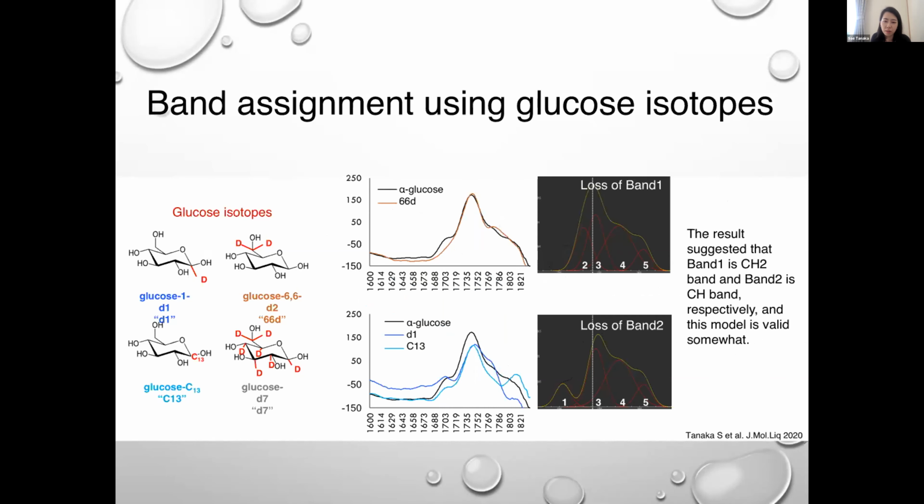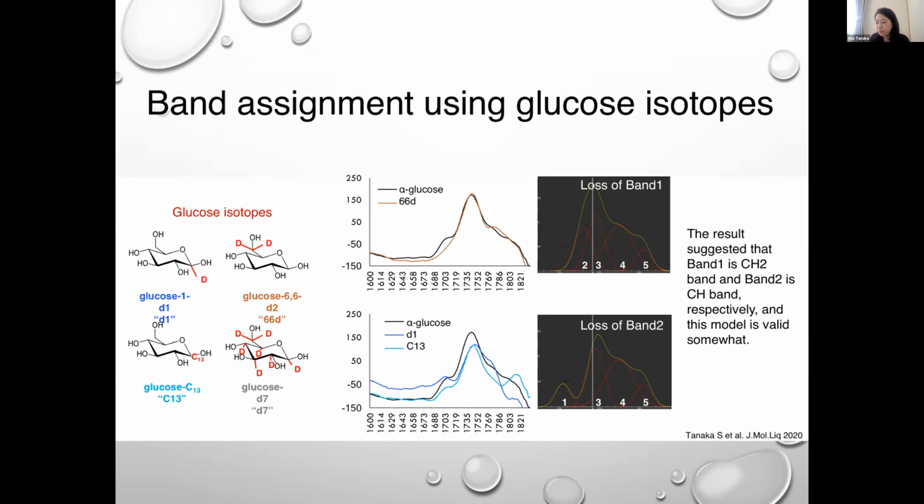Let's go back to the PLS regression analysis. In the middle panel, I show the regression vector. You can see the regression vector changes slightly in each glucose isotope. The black line is the regression vector of glucose as a reference.